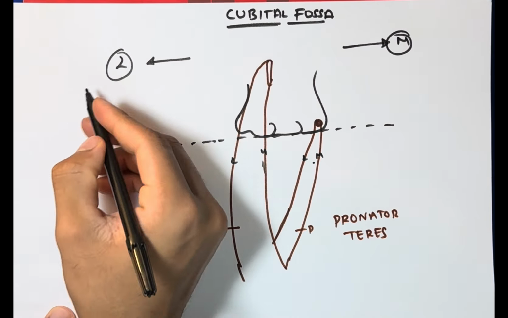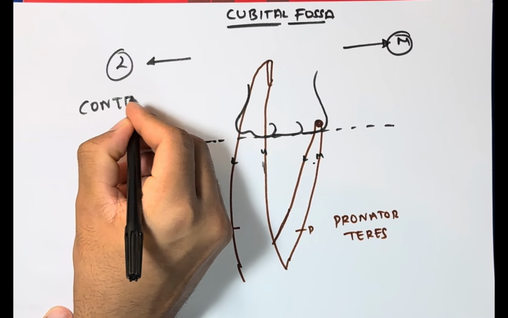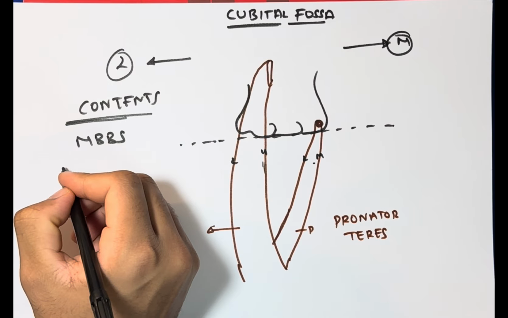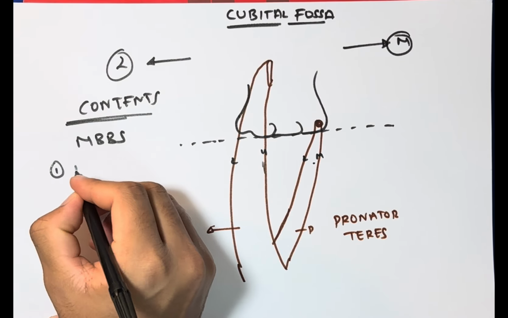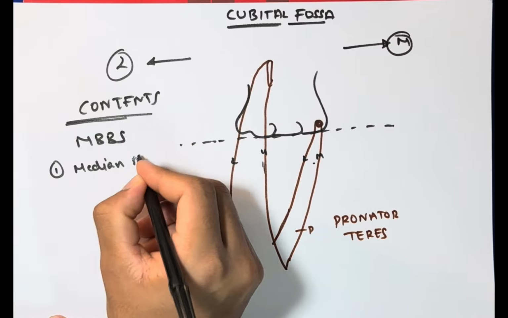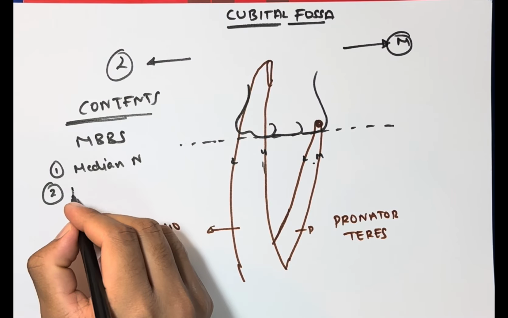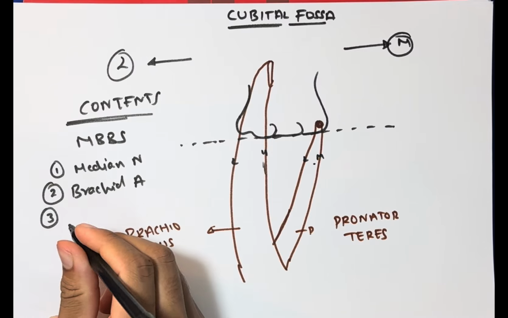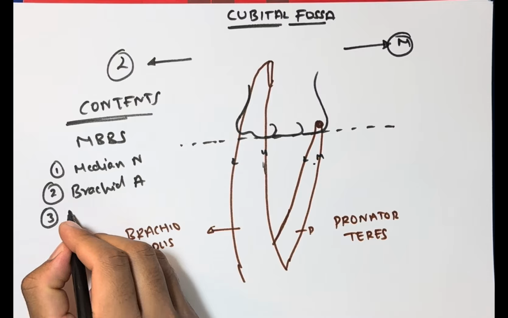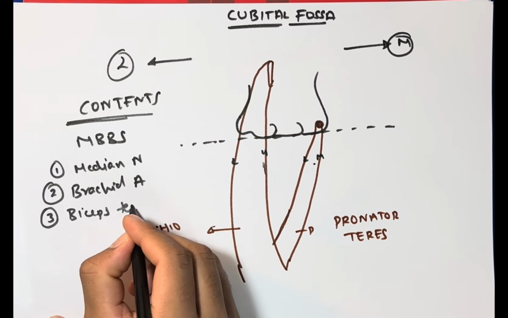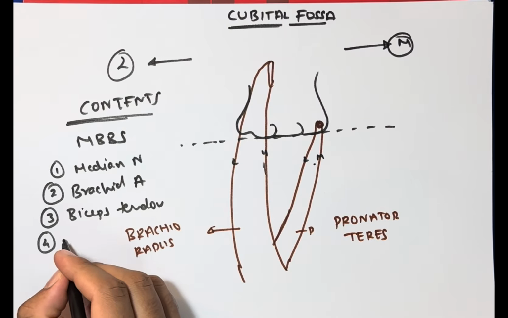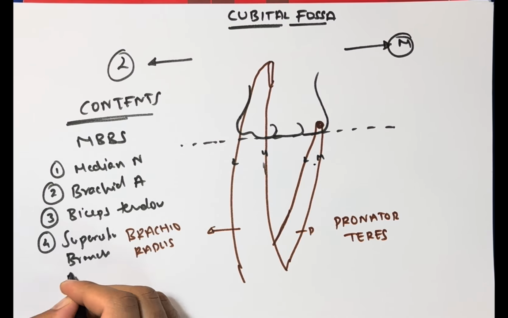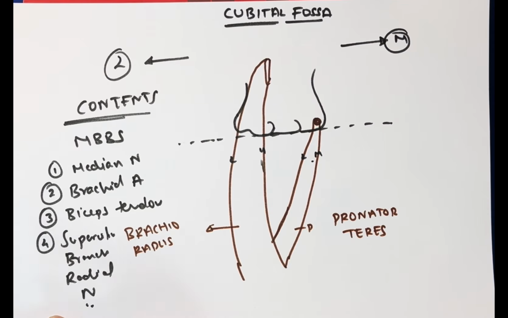Coming to the contents, it's very important. There is a mnemonic for the contents. It is MBBS. Now what is MBBS? First one is median nerve. Second one is brachial artery. Third one is biceps tendon. And fourth one is superficial branch of radial nerve. So these are your contents.